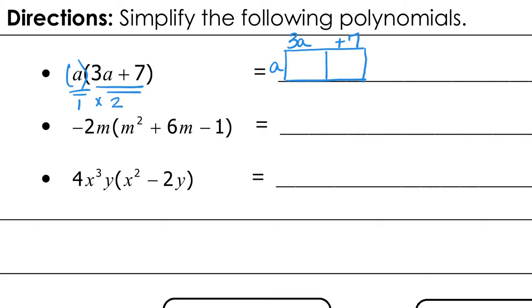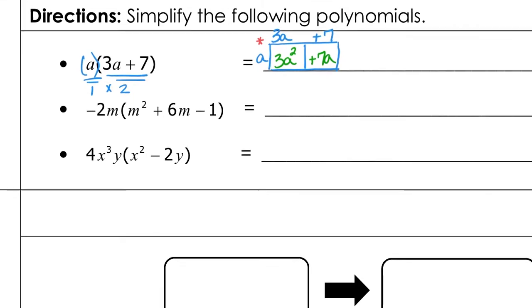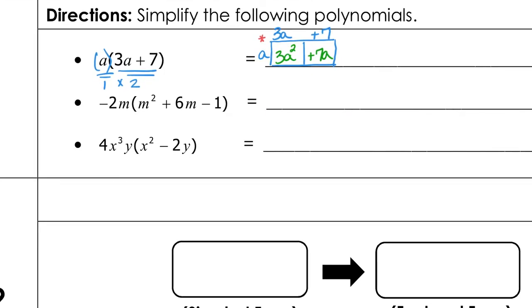And just like yesterday, we talked about filling in the box using multiplication. So a times 3a gives me 3a squared, and a times 7 gives me a positive 7a. Since there are no like terms, everything comes right out of the box, and we get 3a squared plus 7a. You would get the same thing if you chose to distribute your a, so a times 3a gives you 3a squared, a times 7 gives you 7a.